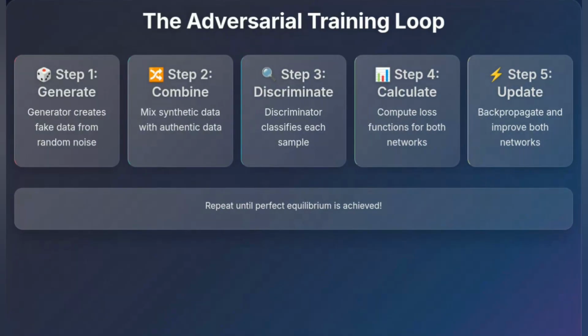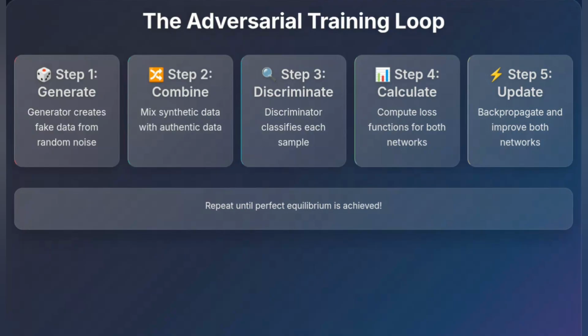Here's where the magic happens, the training loop. Let me walk you through this step by step. Step 1, the generator creates fake data from random noise. Step 2, we mix this fake data with real data and feed both to the discriminator. Step 3, the discriminator tries to classify each piece as real or fake. Step 4, we calculate how well each network performed. Step 5, we update both networks based on their mistakes.